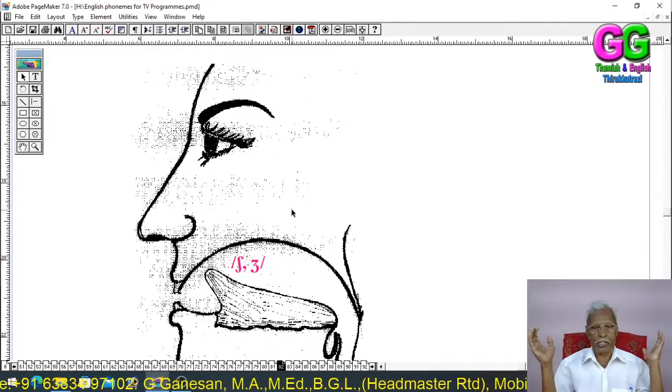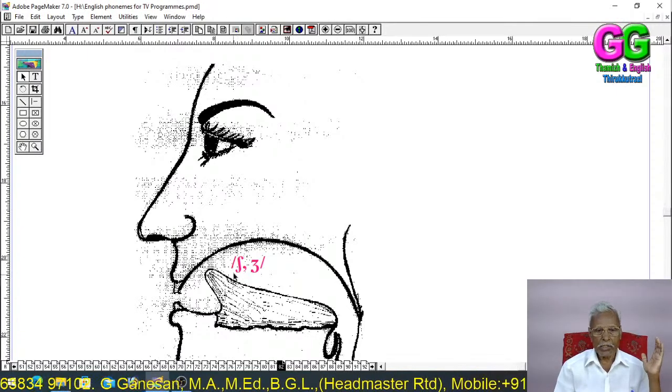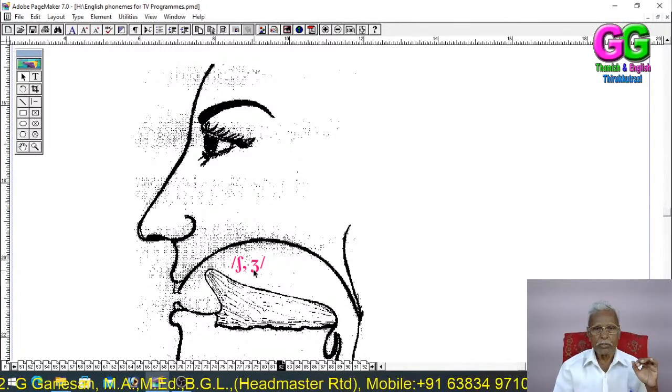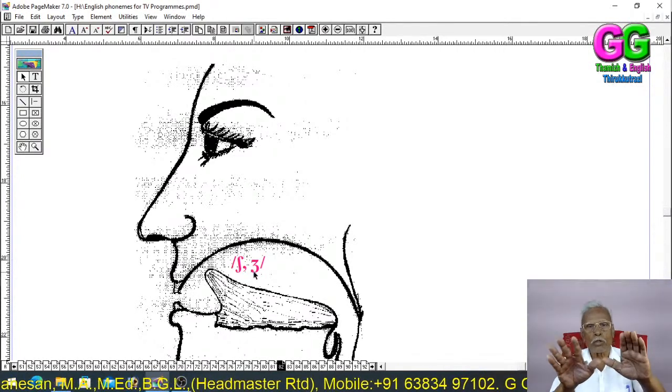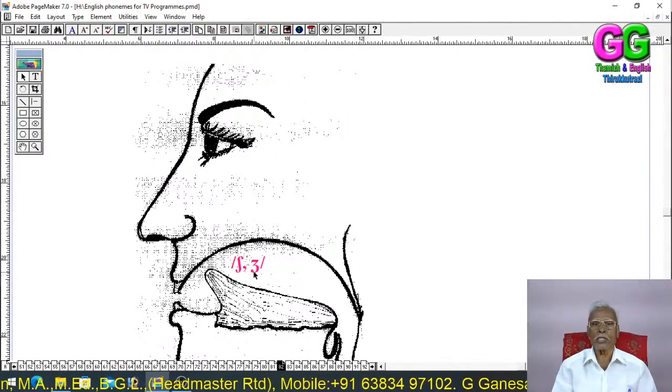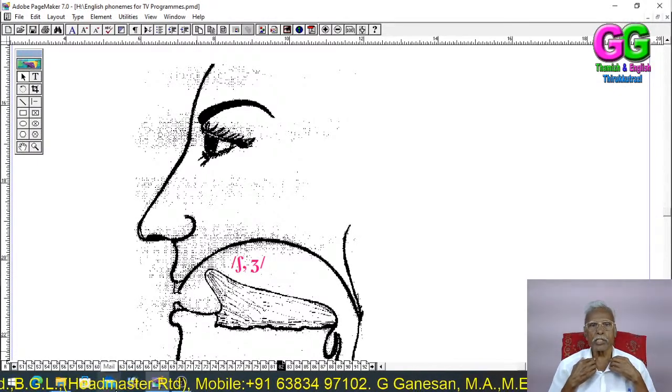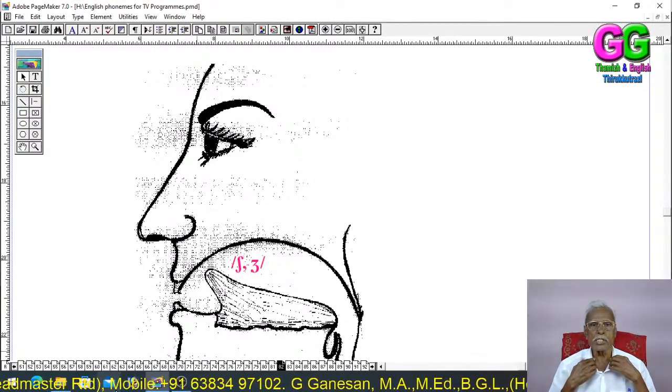When ish is produced, the vocal cords do not vibrate. But when is is produced, the vocal cords vibrate. You see? Look at my throat. Ish, ish, ish.